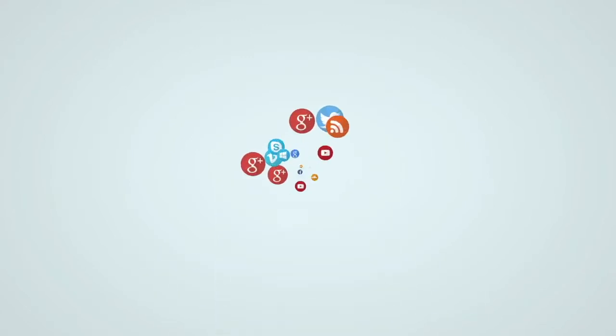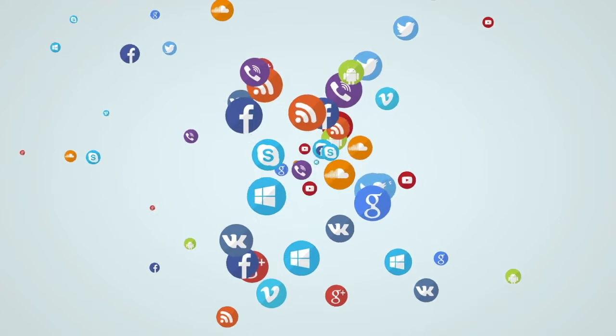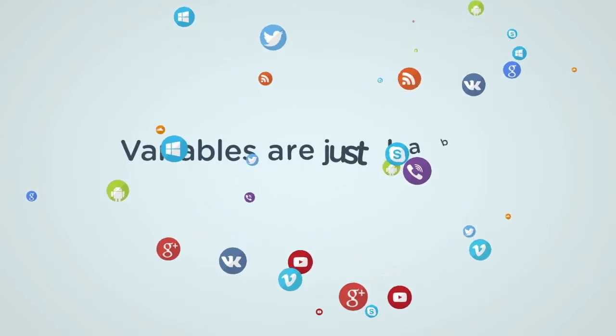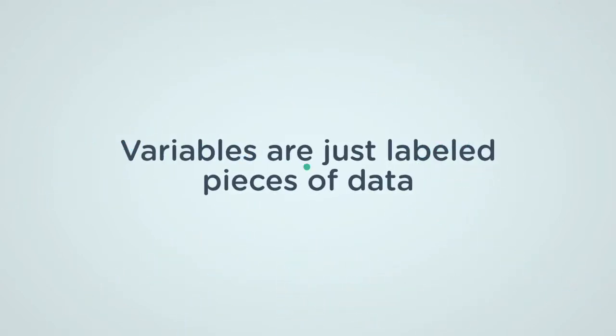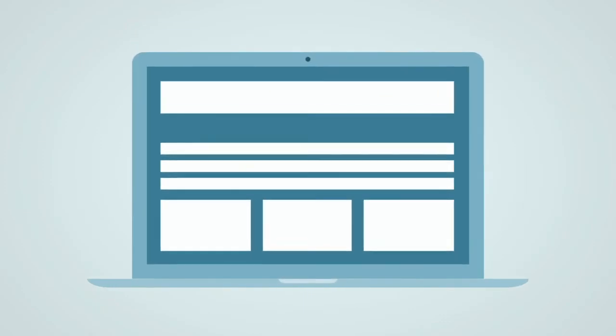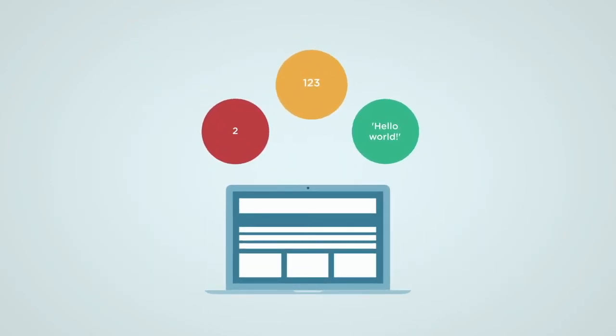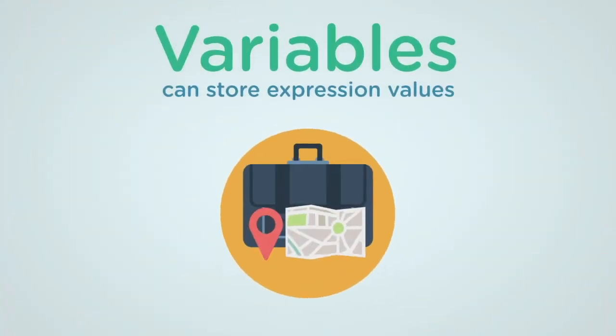Variables are just labeled pieces of data, for example, numbers, and they can be changed during the program execution. We can imagine that variables are boxes with different names and some content inside. Each box has a different and unique name. Variables can store expression values, like numbers or strings.